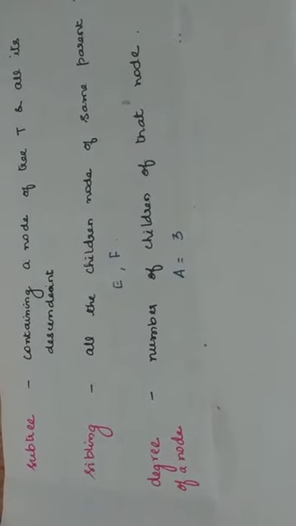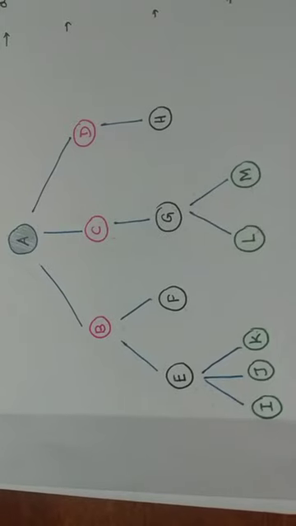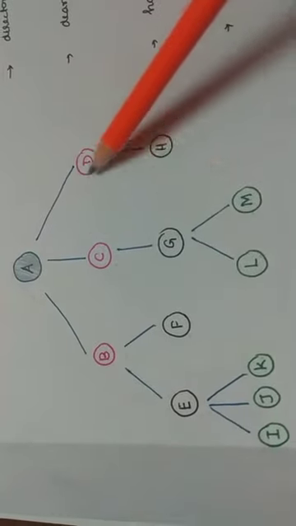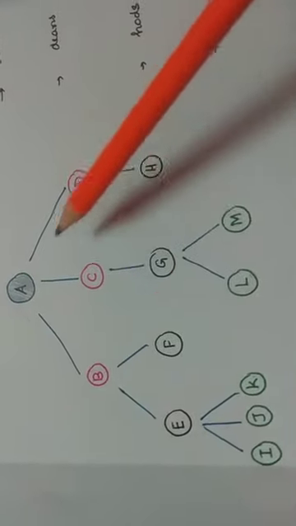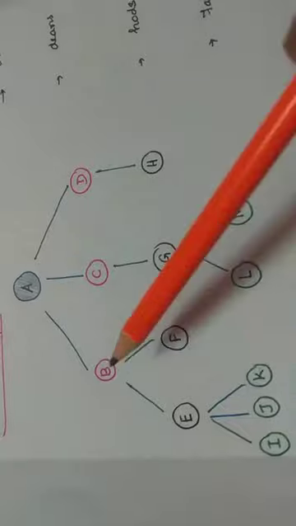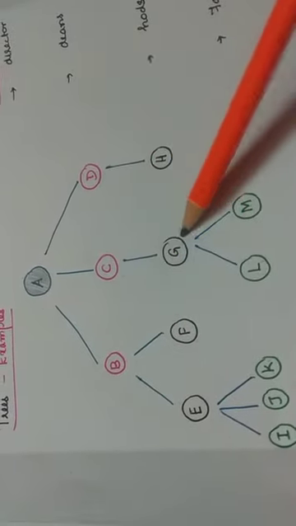The very next important term is the degree of a node. It is the number of children of that particular node. For example, if we wanted to find the degree of A from the above example, we need to find out how many children A has. So it has 3 children. So the degree of node A is 3. Similarly, the degree of node E is 3. The degree of node B is 2. For C it is 1, and for D it is 1.